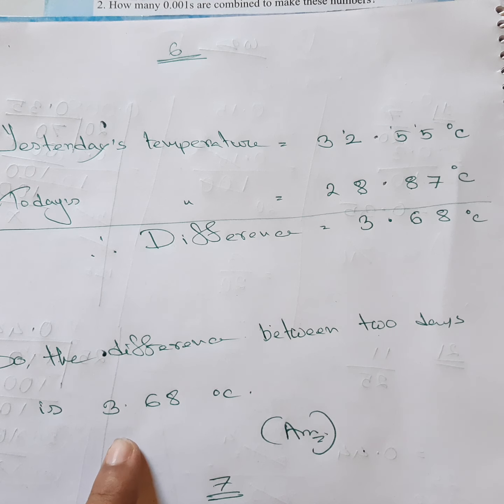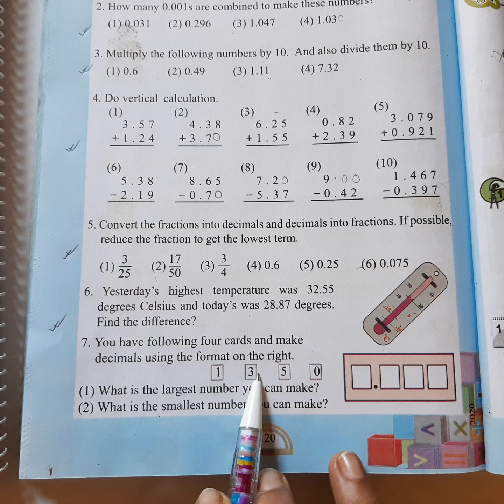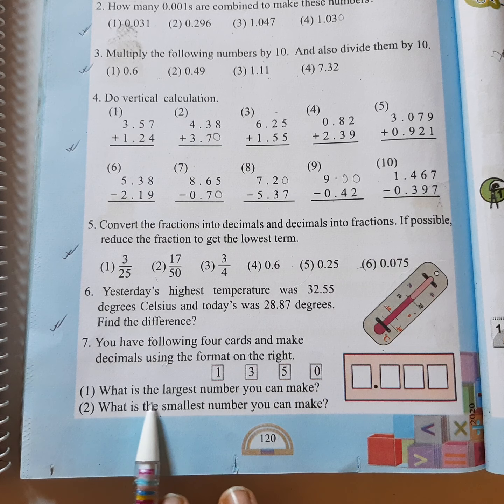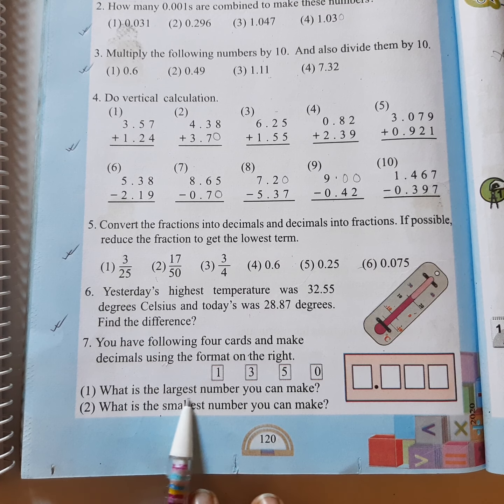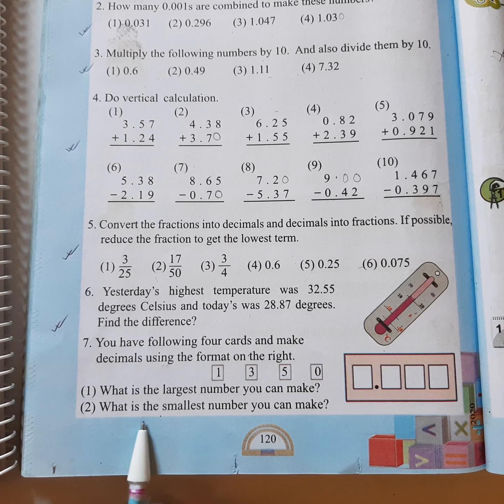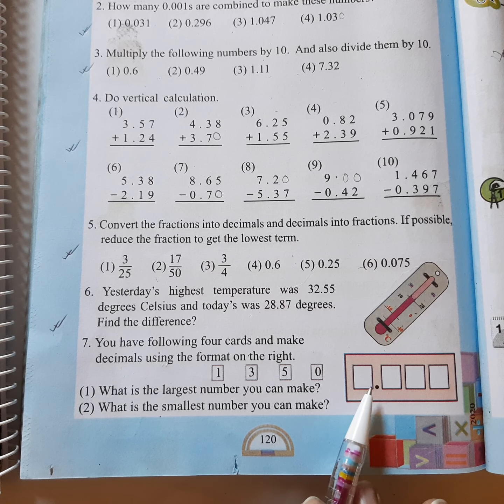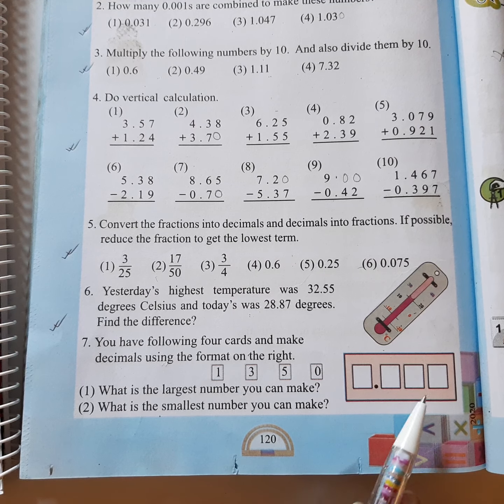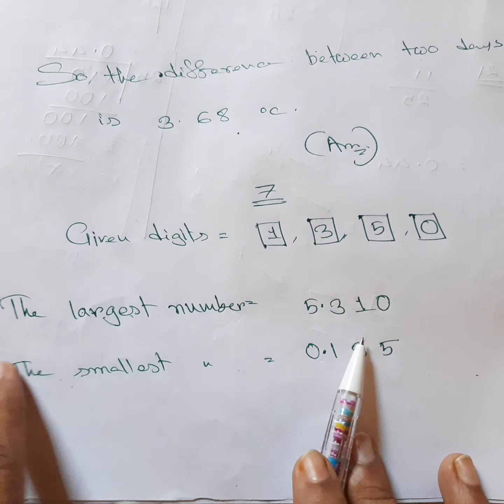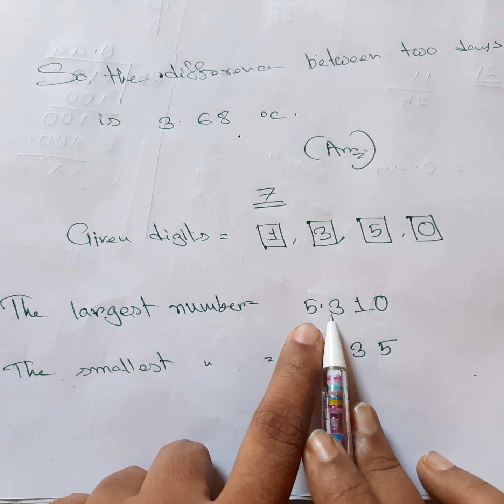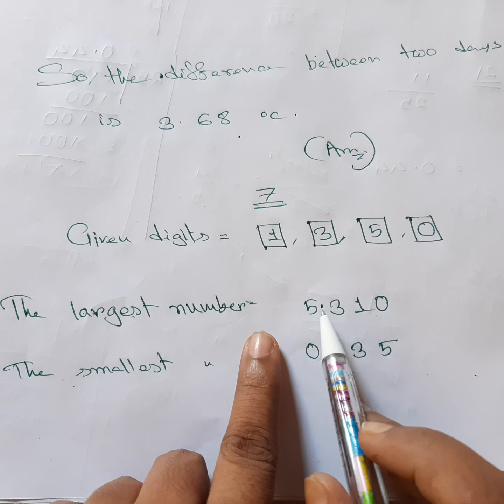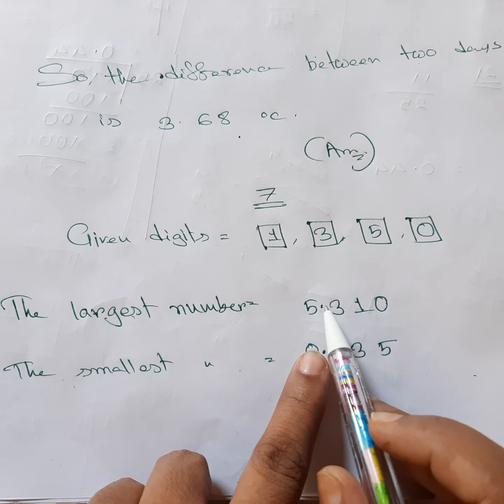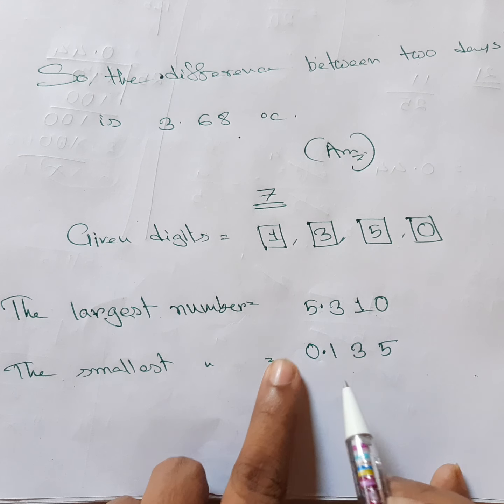Okay, and then they gave us 1, 3, 5 and 0. First they ask you to write down the largest number you can make and the smallest number you can make, and the format is 1 digit, point, then 1, 2, 3 digits. Okay, so we are going to put it like this. The largest number has 1 digit, then 4 digits. So first we are going to write down the largest number like this and put the point in the second place.